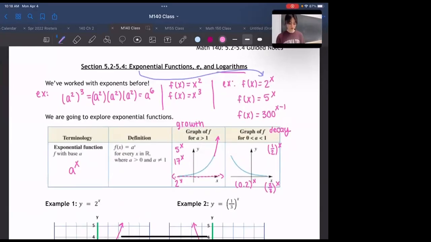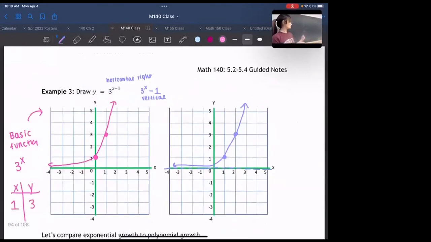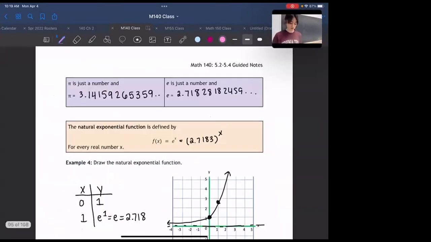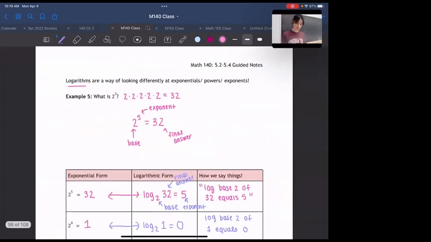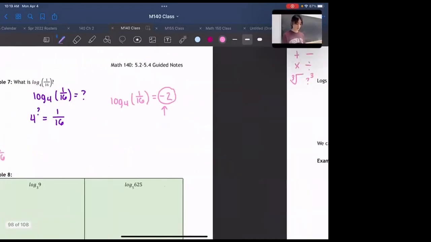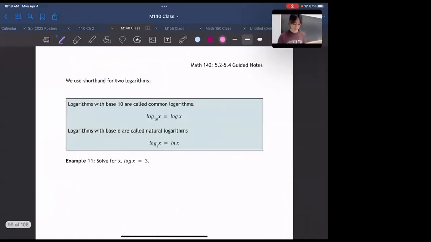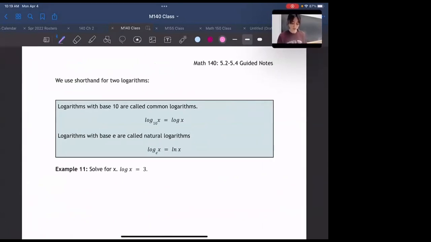5.2 through 5.4, we've dealt with exponents. We learned how to draw the exponential functions. We talked about that natural exponential function e to the x, right? e is just a number, kind of like pi. And then we started talking about logarithms, and we were able to answer questions that looked like the ones on the board, right? Okay. So we got through solving equations with logs and simplifying these.